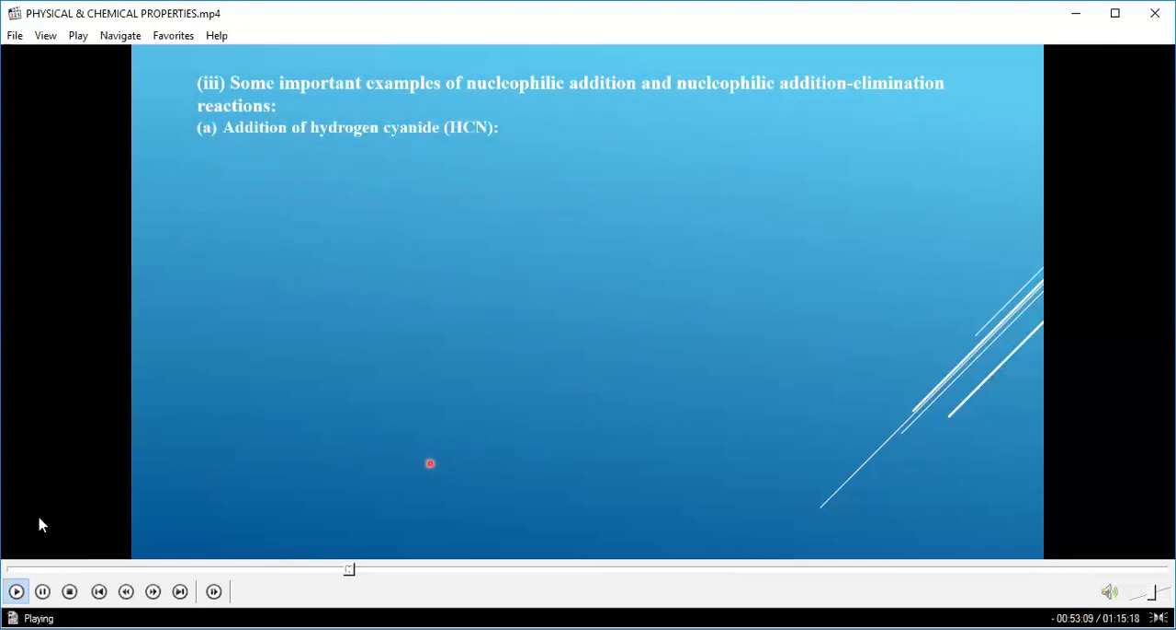Some important examples of nucleophilic addition and nucleophilic addition-elimination reactions. We have already talked about what nucleophilic addition reactions are. Let's focus on nucleophilic addition and elimination reactions. That means the nucleophile will be added in the given chemical reaction and a byproduct will be eliminated, that is, removed from the reactant side, and we will obtain a new product.